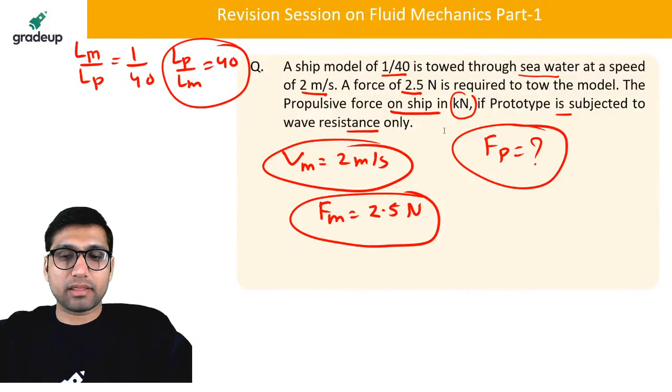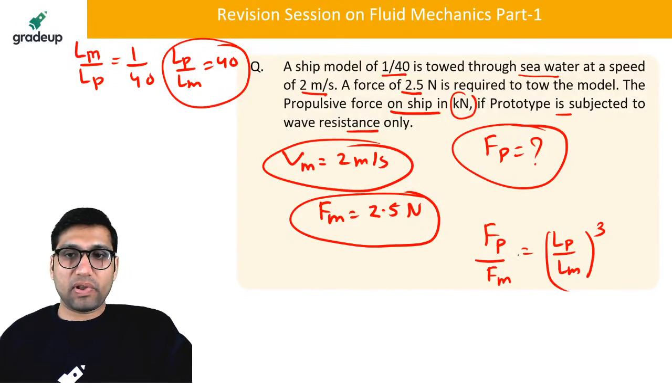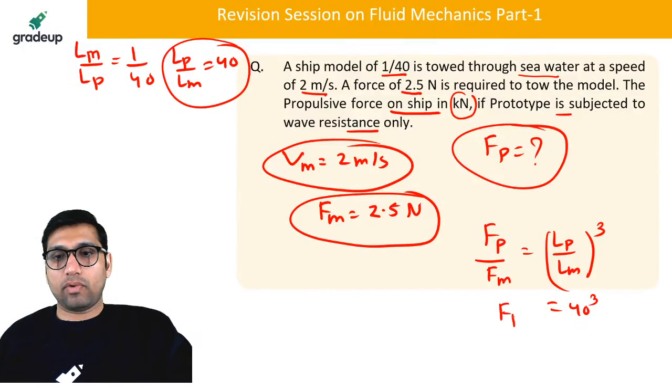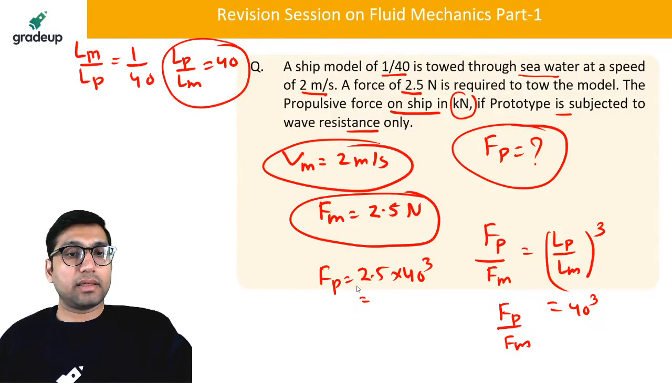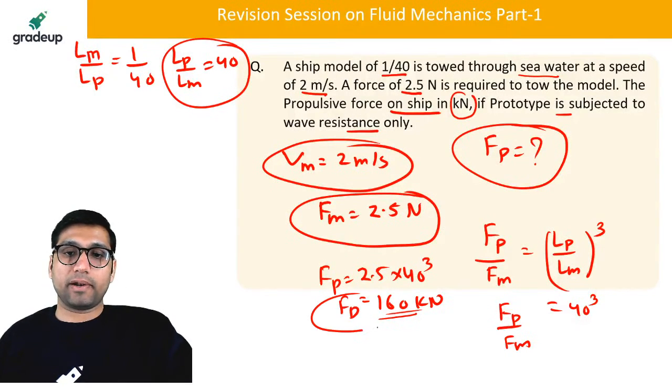Come on everyone, quickly tell me the answer for this question. I have just told you that force of the prototype by force of the model is equal to length of the prototype by length of the model cubed. You know this relation. This is 40 cubed, equal to Fp by Fm. So force in the prototype will be equal to 2.5 into 40 cubed. We'll get the answer in Newton, so you have to divide by 1000 to get kilonewton. Clear everyone? So you'll get 160 kilonewton.